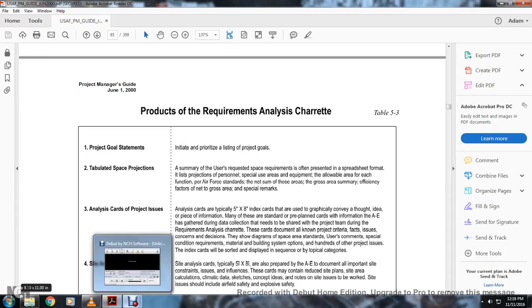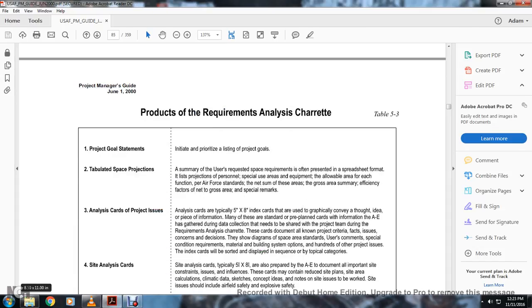Products of the requirements analysis charette. The product goal statement initiates the prioritized listing of the project goals. Tabulated space projection: the sum of the user requested space. The requirements are often represented with spreadsheet data.